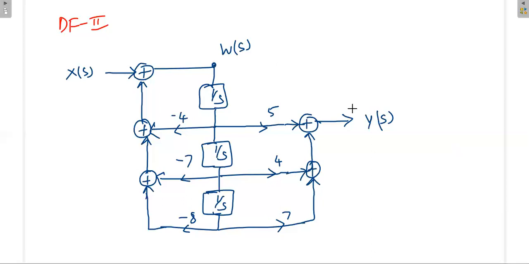Okay, so in the next class we will see how to realize in cascade form and also in parallel form. Okay, thank you.